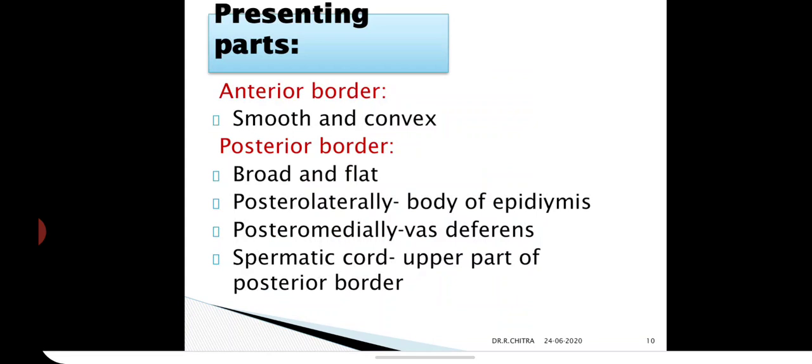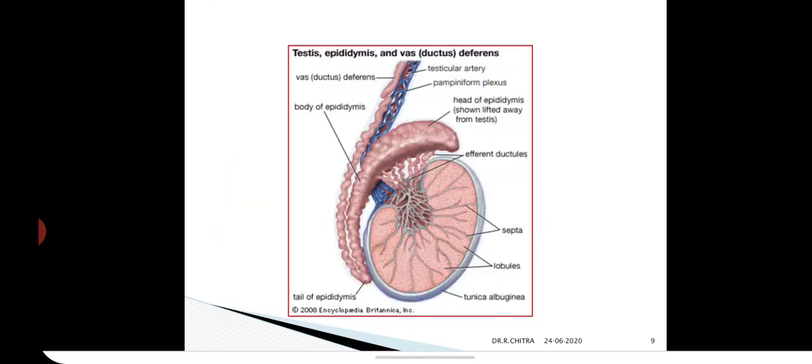Posterolaterally we will have the body of the epididymis. Posteromedially, the vas deferens. Spermatic cord will be present in the upper part of the posterior border. We will see this image again. So you can see the posterior border. Anterior border is in front; in the posterior border you have the body of the epididymis and vas deferens. So that will be present in the posterior border.